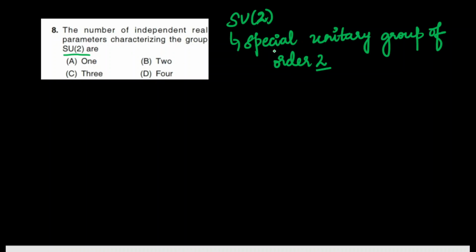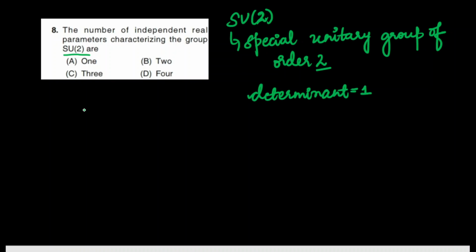Now what they are saying, the number of independent real parameters characterizing the group SU2. From the definition, what is a special unitary matrix? It's not a matrix, it is a special unitary group. It comes under a unitary group and its determinant is equal to 1. Remember one thing, the determinant is equal to 1.